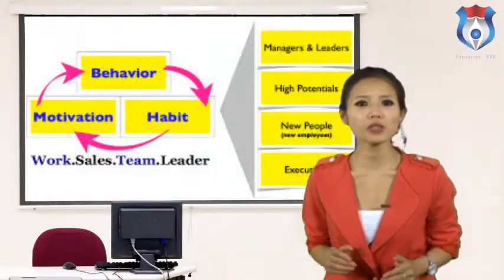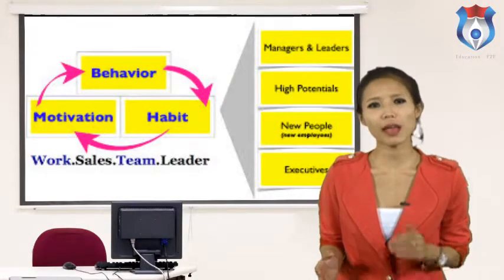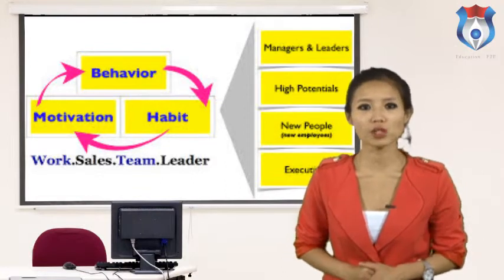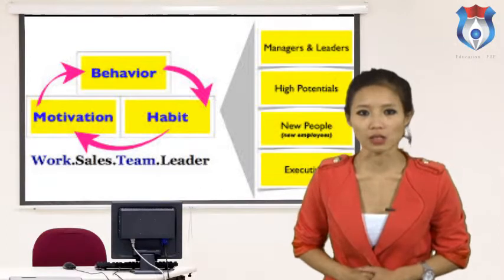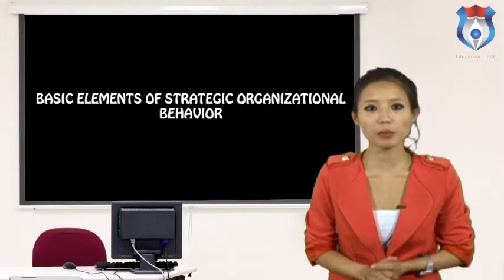An organization is a purposeful system with several subsystems where individuals and activities are organized to achieve certain predetermined goals through divisions of labor and coordination of activities. Basic elements of strategic organizational behavior.